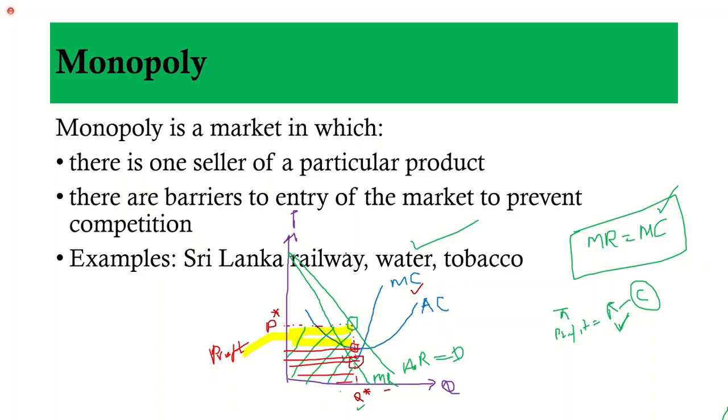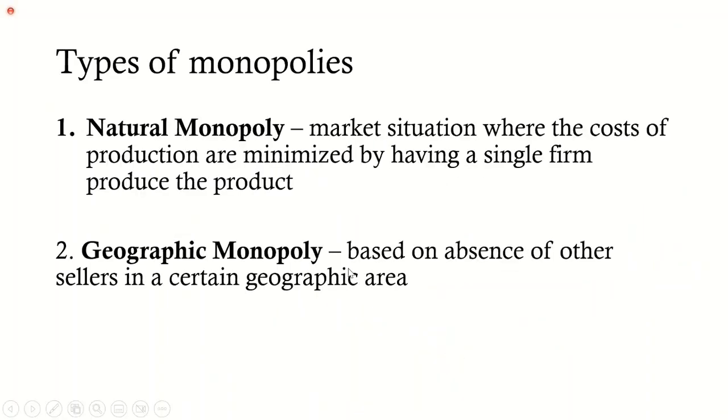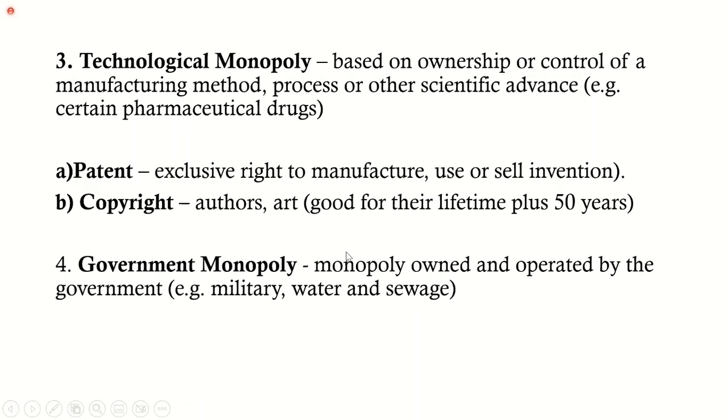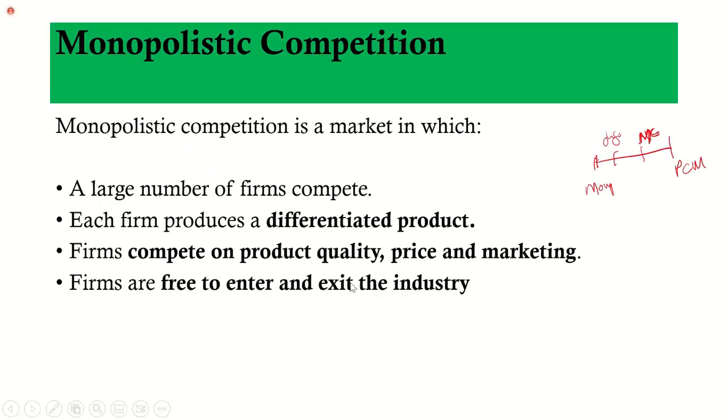So now let's look at the other types of market structures. We discussed the perfectly competitive market, then the monopoly, the two extremes. Now we look at monopolistic competition, right? MC stands for monopolistic competition. So read the characteristics of this market.